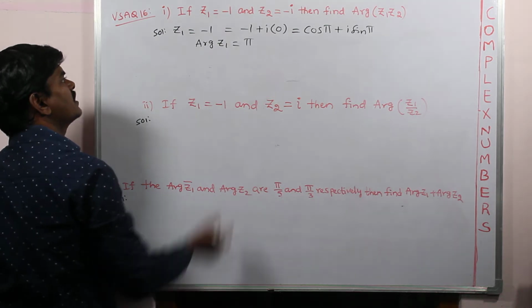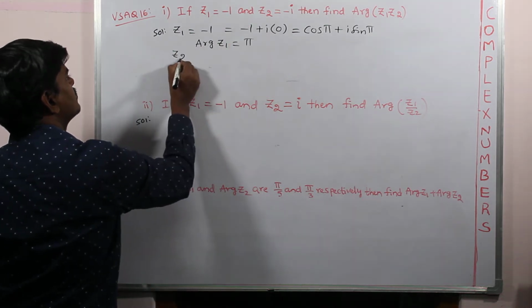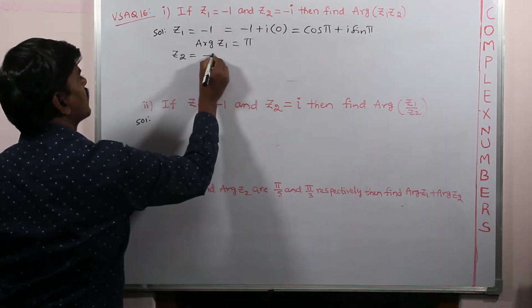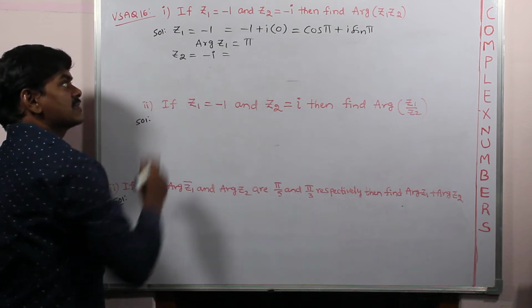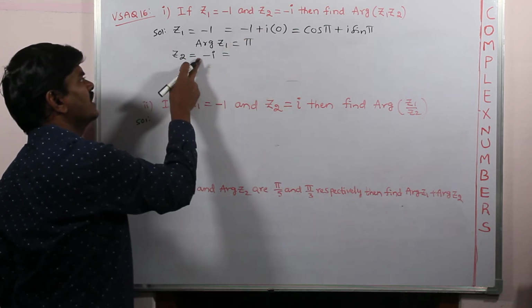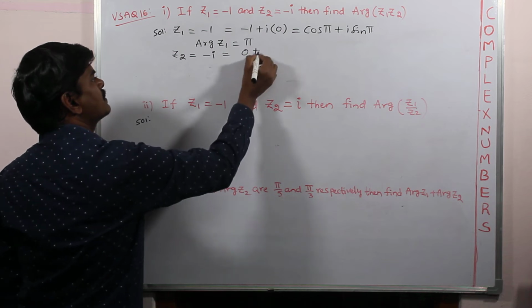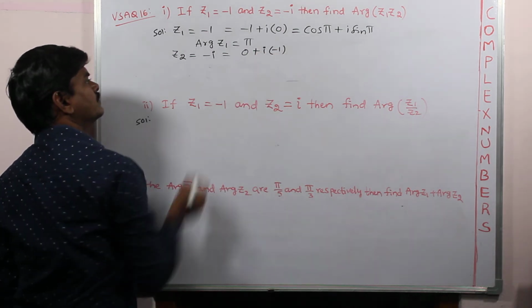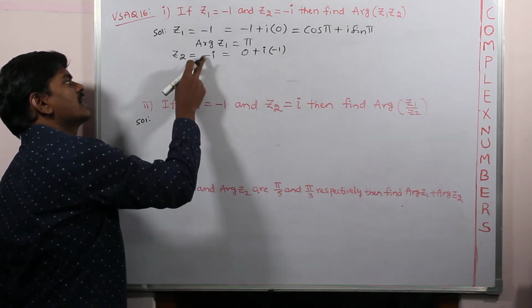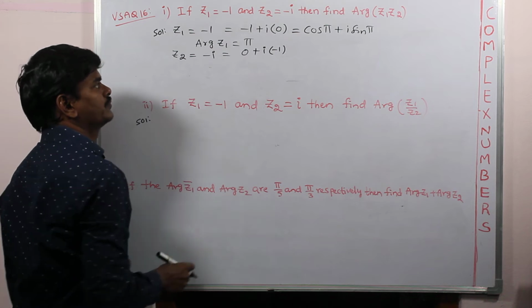Similarly we need to find arg z2. So let us write z2 first. Given z2 = -iota. Write it in x plus iota y form. Here there is no real part. The real part can be assumed as 0, so 0 plus iota into -1. On simplification we will get again -iota, no problem.